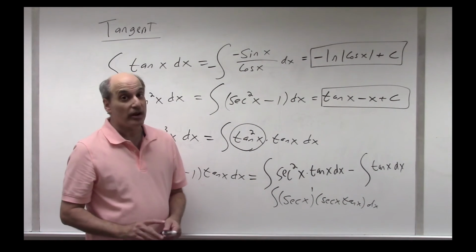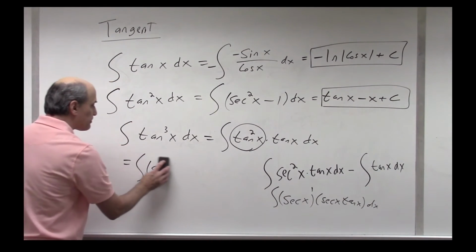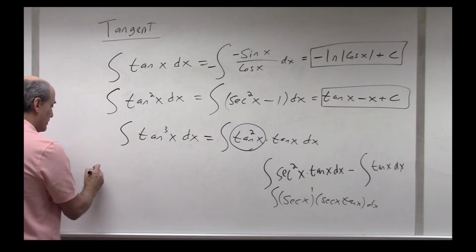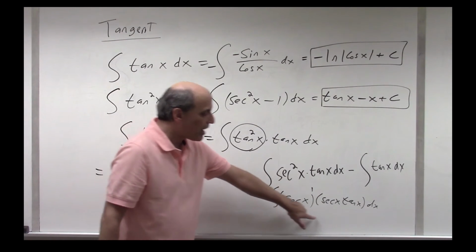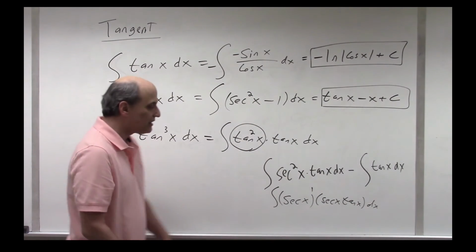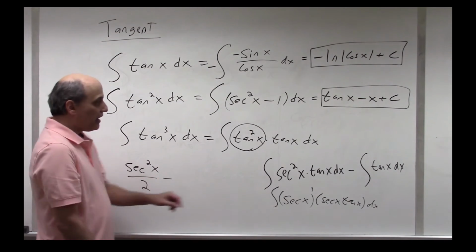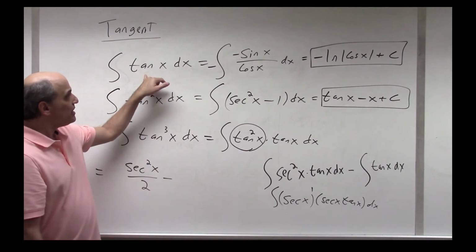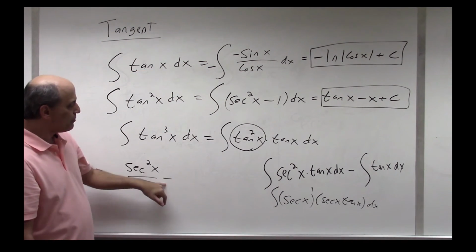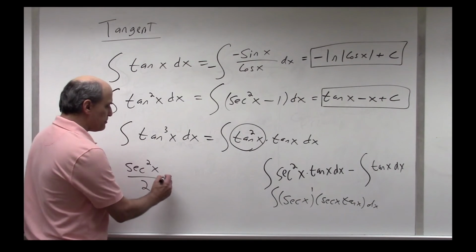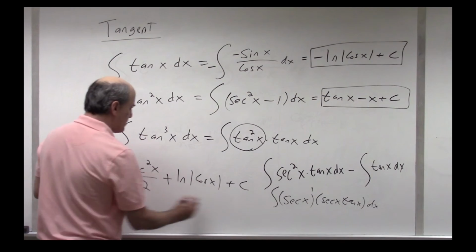Once I do that, though, the rest of the integration is easy. Let me make a little room here. This is the power rule. I have secant raised to a power sitting next to its derivative, so that'll integrate as secant squared of x over 2. And we did the integral of tangent up here. That's minus the natural log of cosine of x. So minus minus gives me plus the natural log of cosine of x plus the pesky constant.